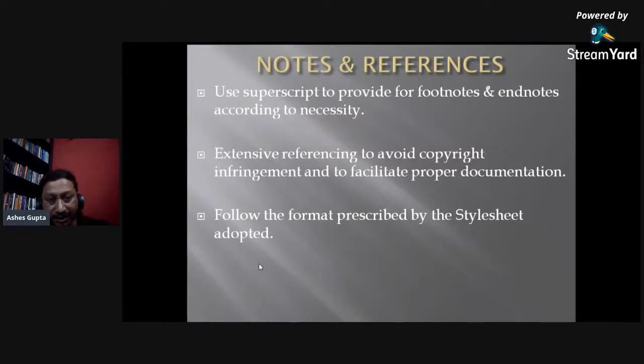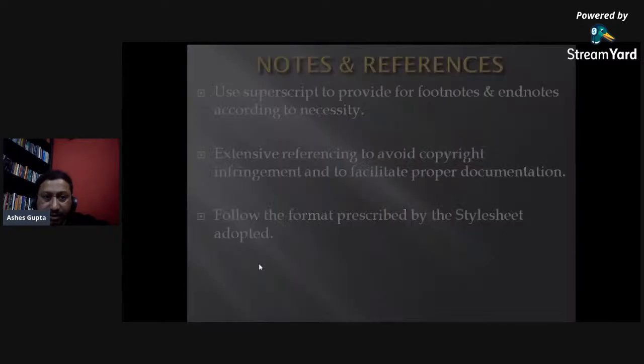Notes and references, that comes at the end. Use superscript to provide for footnotes and endnotes according to the necessity of the style sheet that you've chosen. Footnote would come at the end of every page. Endnote would come at the end of the entire research paper. And you have to give a superscript that's there in your MS Word. Extensive referencing to avoid copyright infringement and to facilitate proper documentation. Go for extensive referencing. Don't leave out anything without referencing, because that would avoid copyright infringement, knowingly or unknowingly. Be strict about it. Take it as a commandment. Go for extensive referencing in your research writing. Follow the format prescribed by the style sheet adopted. And for all these things, please follow the format that your style sheet has given to you, prescribed to you.